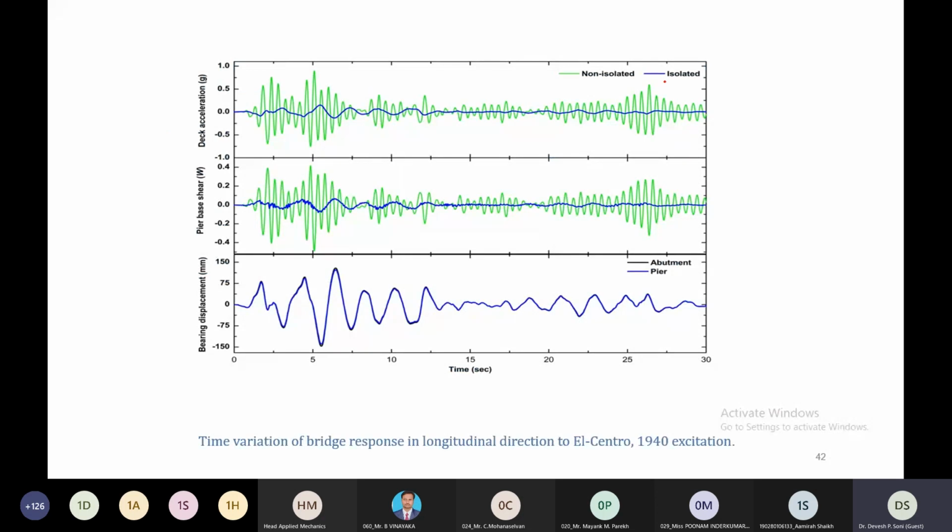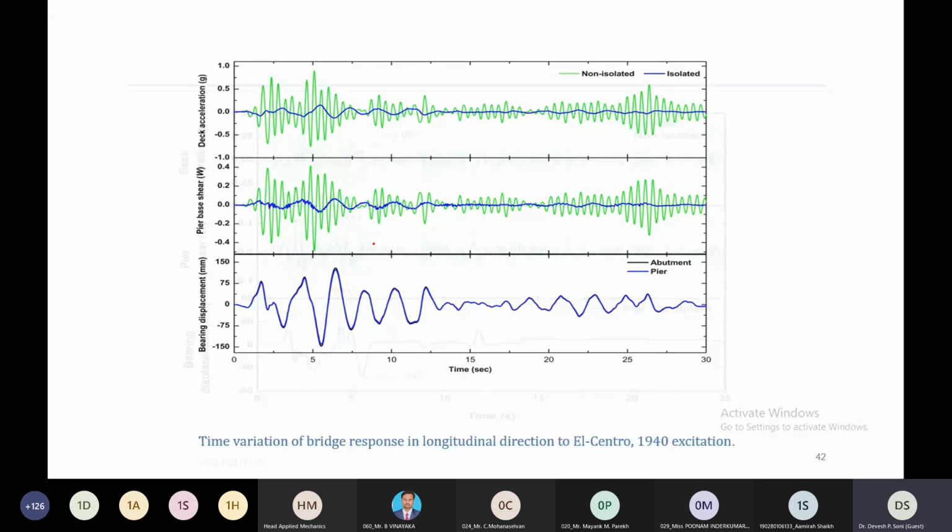And we can see there is a huge reduction in deck acceleration and pier base shear, for isolated and non-isolated. Blue color is for the isolated structure, and we can see there is a significant reduction in the two response quantities. And the last history represents the bearing displacement.